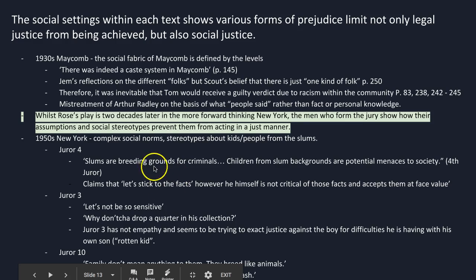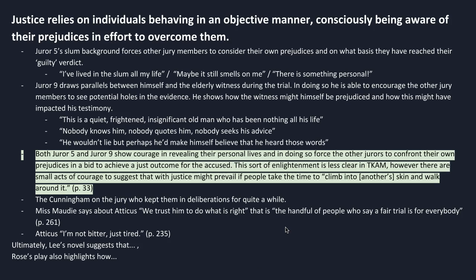Okay, and I think juror 4 is a great one, and juror 10. They might be your best pick, but it's up to you. The last one: justice relies on individuals behaving in an objective manner, consciously being aware of their prejudices in an effort to overcome them. And I thought it would be good to zone in on some other jurors and have a think about the way that they try to overcome injustice.